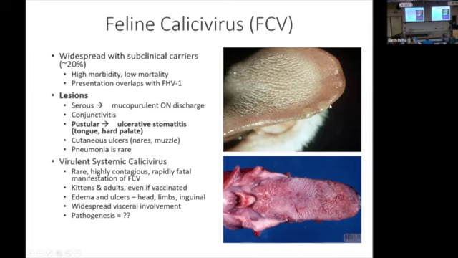So here's little vesicular lesions on the tongue. These will eventually pop and turn into little ulcers. There's also a virulent systemic version. So this is like a mutant calicivirus that disseminates and causes this rapidly fatal, highly contagious disease in kittens. Not super common. Pathogenesis, probably a mutant virus, but I don't know that that's been elucidated.